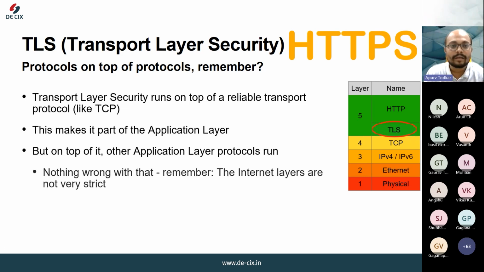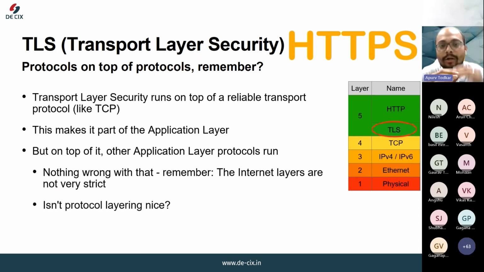And remember that the internet is built on layers of protocols, and TLS runs on TCP, making it part of the transport layer. But HTTP runs on top of TLS, making it part of the application layer as well. So this means we can stack protocols together, creating a protocol stack. And that is the beauty of the internet and the IP protocols, that they allow us to layer protocols on top of each other.